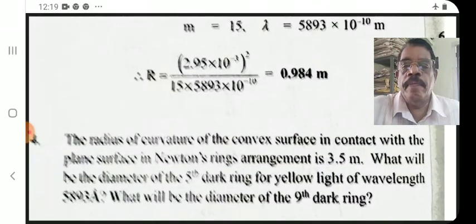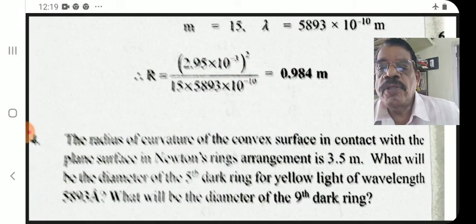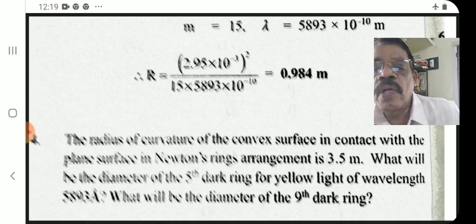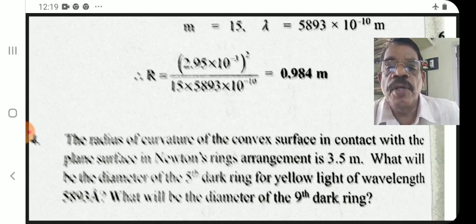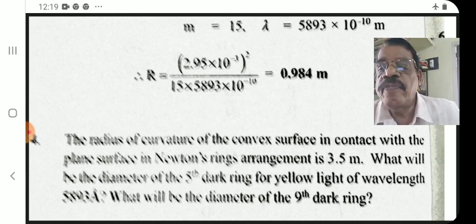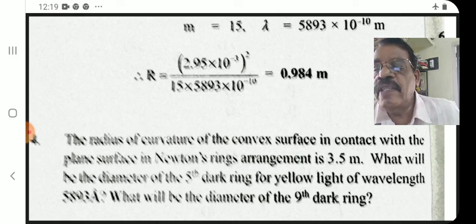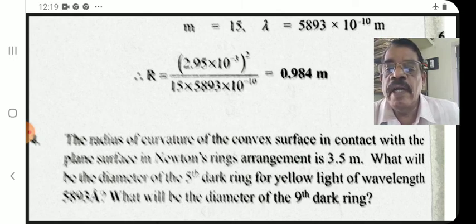Next problem. The radius of curvature of convex surface in contact with the plane surface in Newton's rings arrangement is 3.5 meter. What will be the diameter of the 5th dark ring for yellow light of wavelength 5893 angstrom? What will be the diameter of the 9th dark ring?